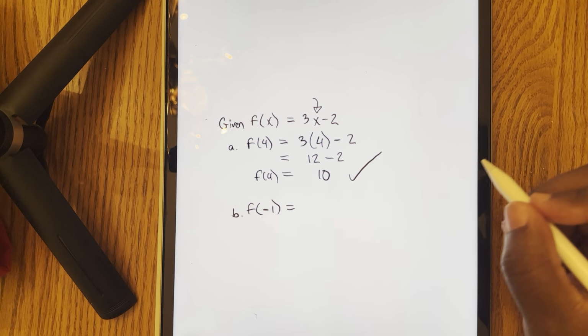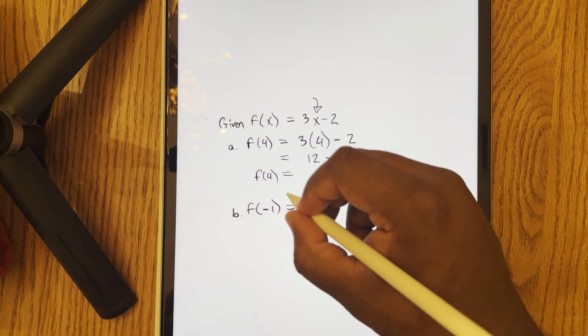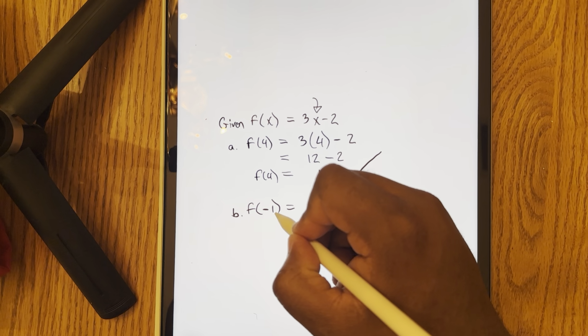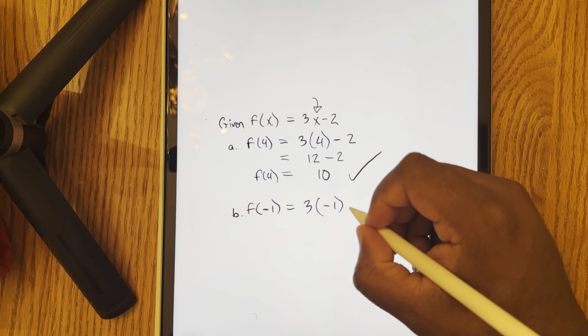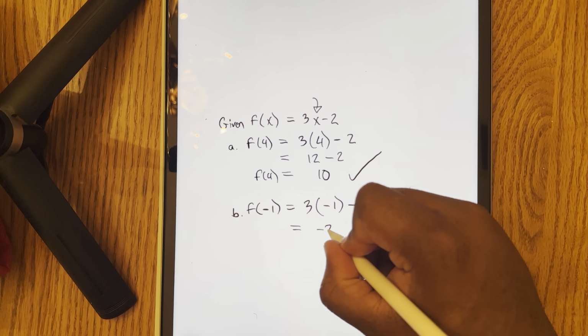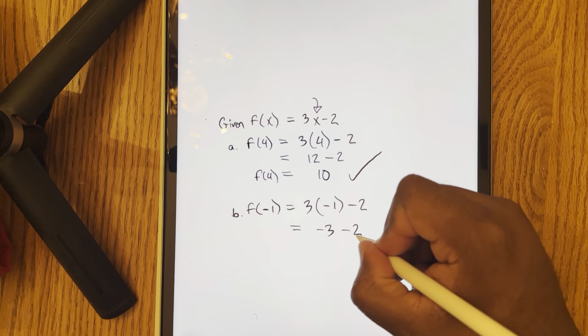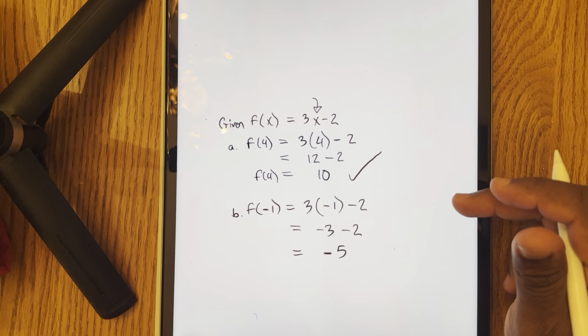Likewise, for part B, it says f of minus 1. Well, x has been replaced with negative 1, therefore I replace anywhere I see an x with negative 1. That then becomes negative 3 minus 2, which together becomes minus 5.